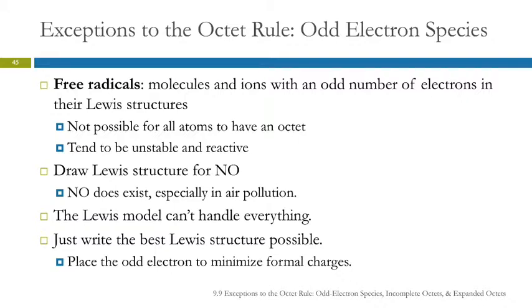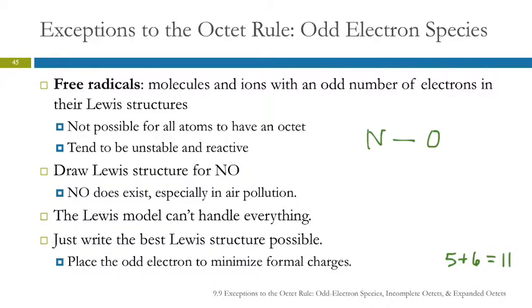So let's draw the Lewis structure for one of my favorite molecules. NO. Because all caps is yelling, right? Well, it's an N connected to an O, right? How many valence electrons? 5 plus 6, 11. Okay, that's an odd number. We're in trouble. What do? We just do the best we can do.